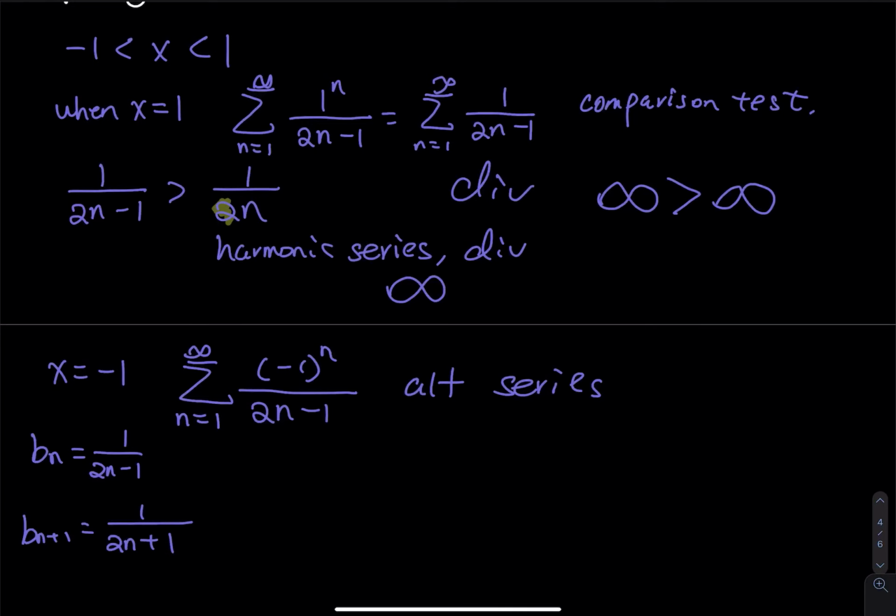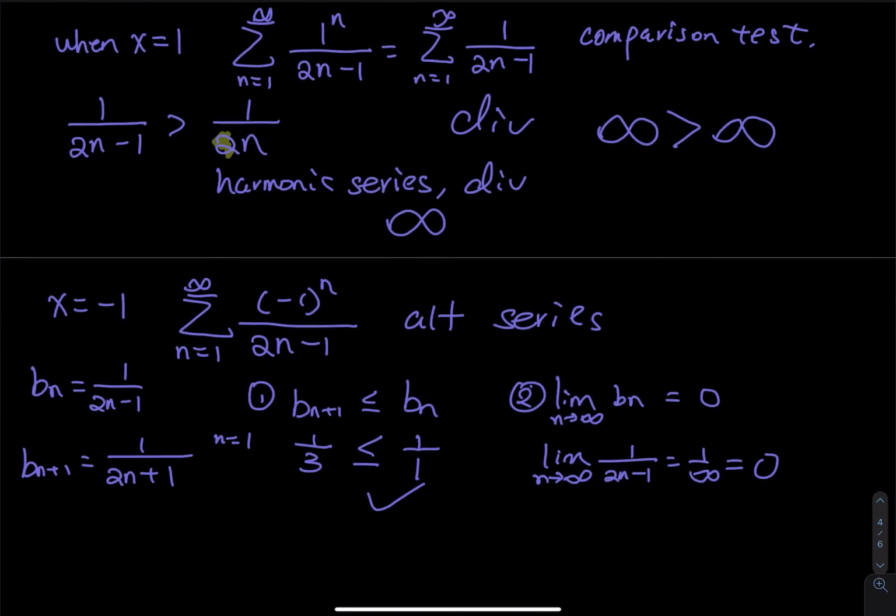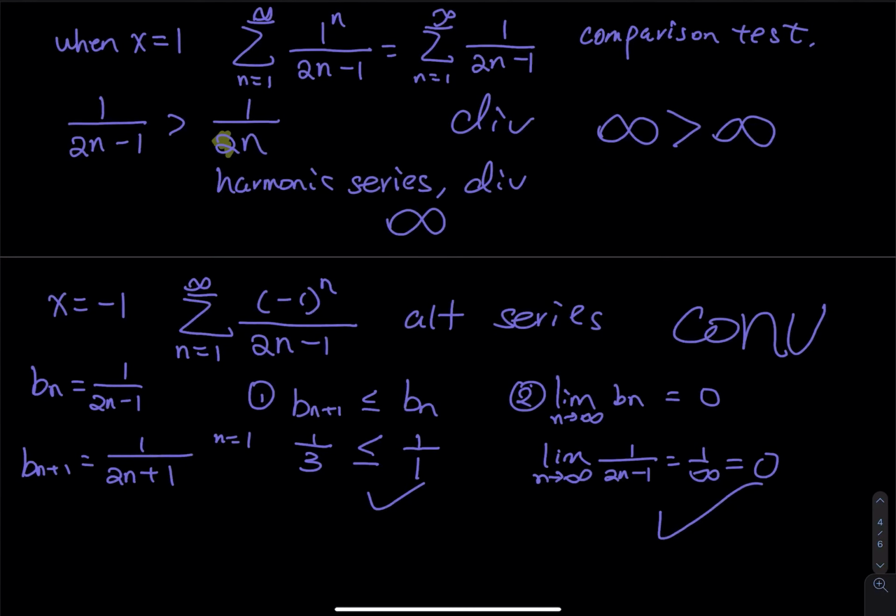When n equals 1, can you prove that bn plus 1 is less than or equal to bn? When n equals 1, we have 1 divided by 3, and here we have 1 divided by 1. That works. Number 1 is true. What about number 2? The limit as n approaches infinity of bn equals 0. So the limit as n approaches infinity of 1 divided by 2n minus 1 is 1 divided by infinity, which equals 0. That is true too. So on the left end, the series converges using the alternating series test.